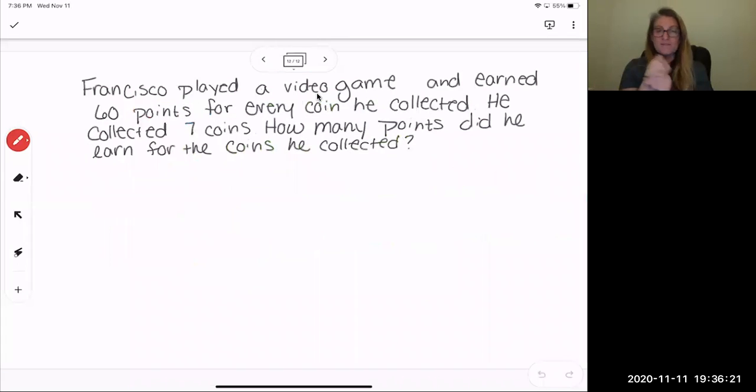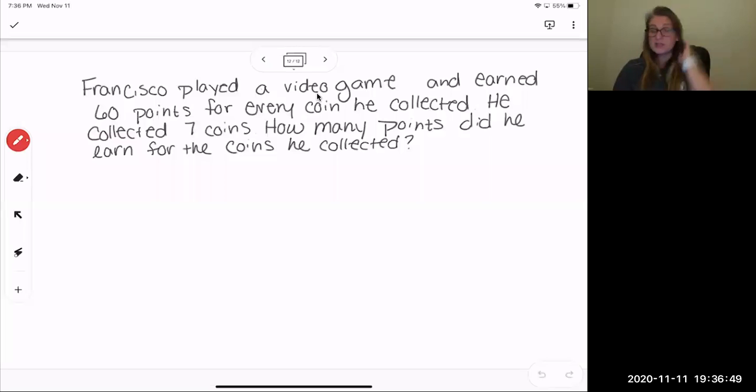Okay, let's solve this problem. Francisco played a video game and earned 60 points for every coin that he collected. He collected 7 coins. How many points did he earn for the coins he collected? We need to first draw a picture, because we always need to draw. We're going to read, draw, and write. Those are our steps for problem solving.